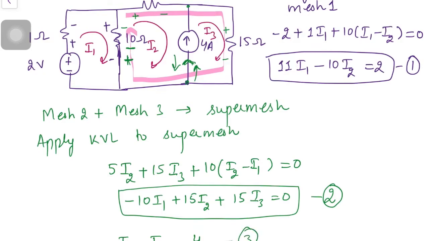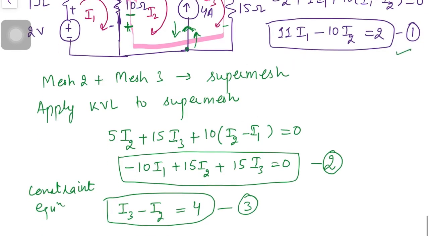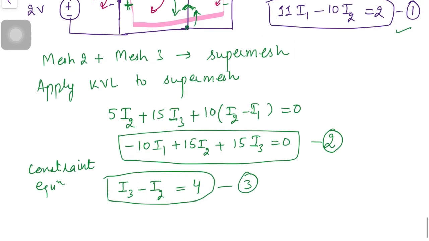This is the third equation, which is actually a constraint equation. Now we have 3 equations and 3 unknowns. These 3 equations can be solved simultaneously.